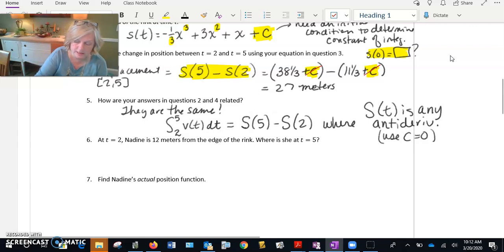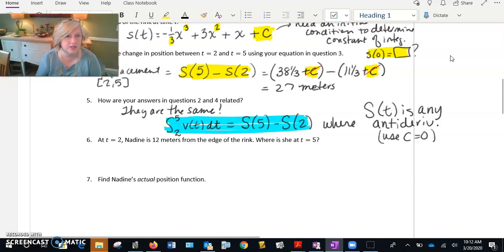So the idea is that when we are looking at the algebraic way to calculate a definite integral, instead of using the areas that we were using before, what we want to realize is that our net change in that area, that accumulation of area under the velocity curve, is exactly the same as calculating the displacement using a position function.